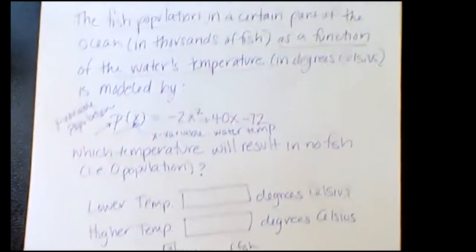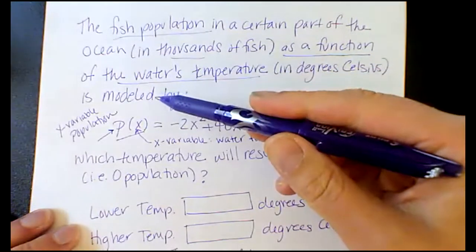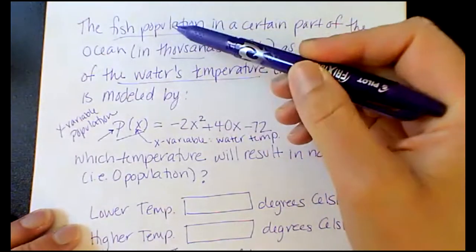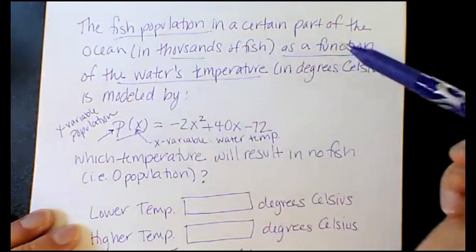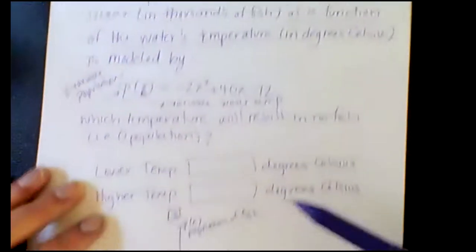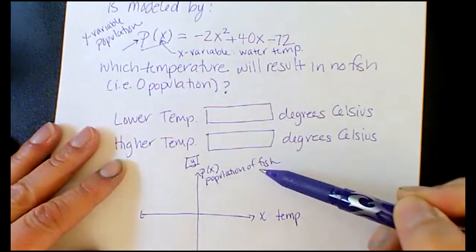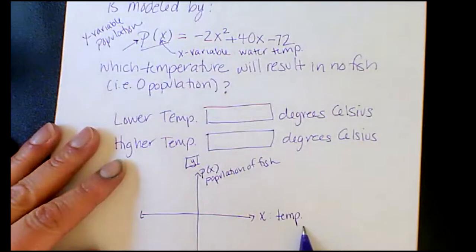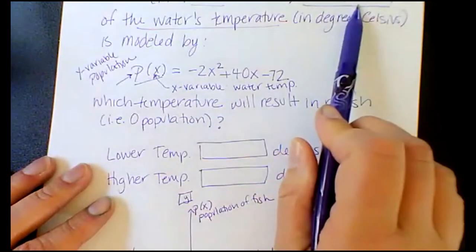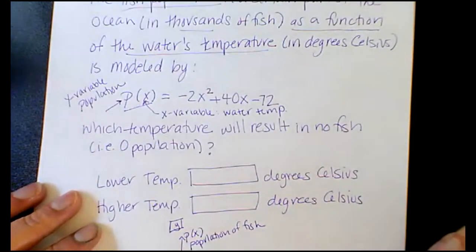So I don't want you to get confused when they say "as a function of." You just really have to look to see what is a function of what. If population, P, is a function of temperature, X, then that makes your Y axis the P, the population, and the X the temperature. And you can always find what X is. Whatever follows "as a function of" is usually your X variable.